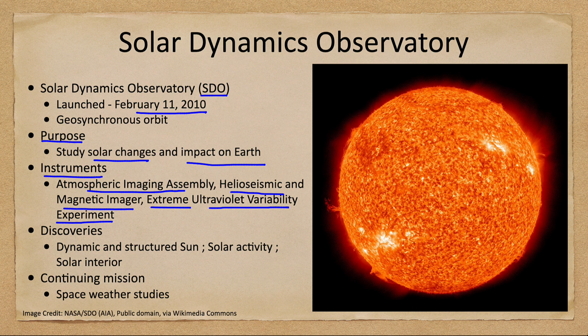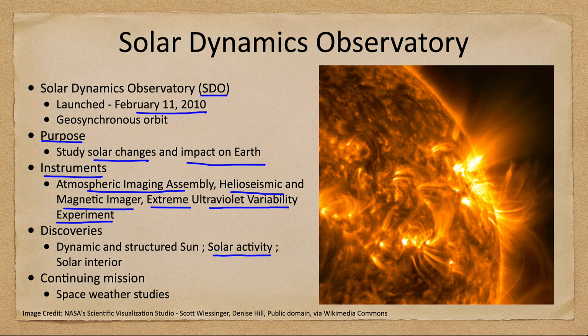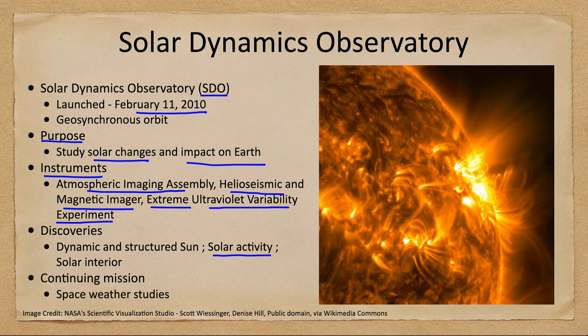The SDO has shown the sun's atmosphere is far more dynamic and structured than previously thought. It has revealed fine-scale magnetic loops, rapidly evolving active regions, and complex interactions between solar magnetic fields. The mission has greatly improved understanding of how solar flares and coronal mass ejections form and evolve.